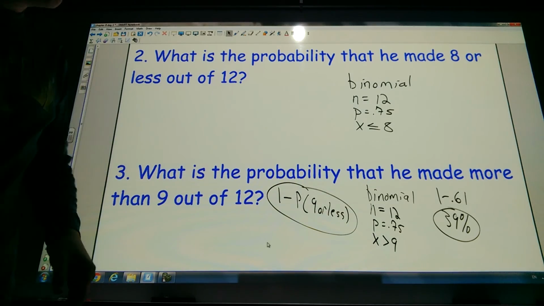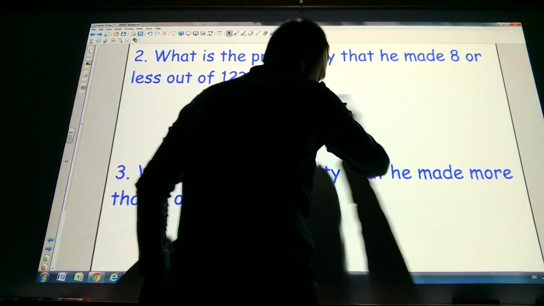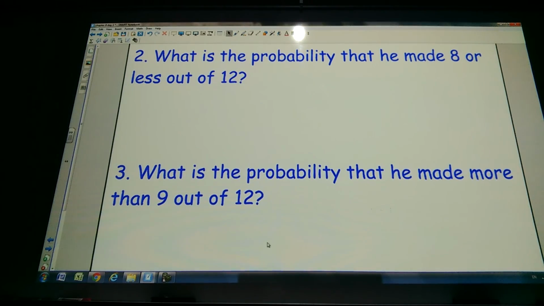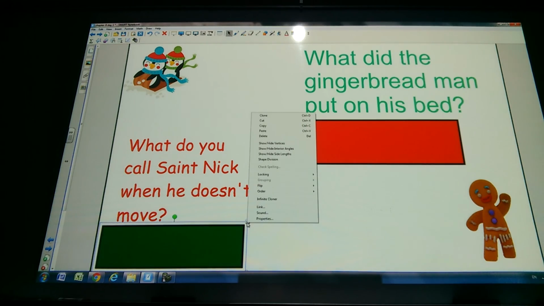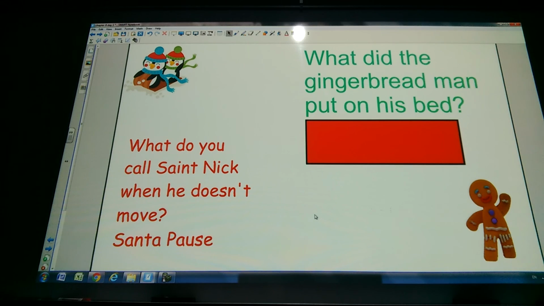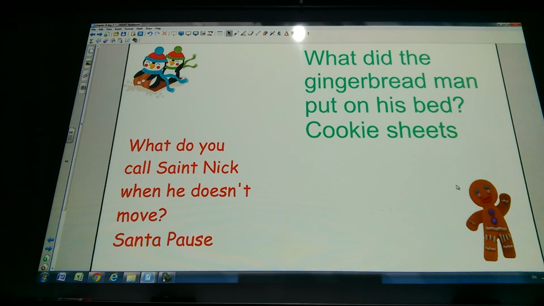I think I have a joke, so let me erase this. I think it's even a Christmas joke. Isn't that exciting? Oh wait, I have 2 of them. What do you call Saint Nick when he doesn't move? Santa Paws. What did the gingerbread man put on his bed? Cookie sheets. All right, have a good one.